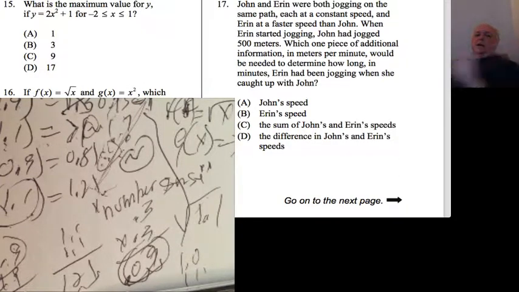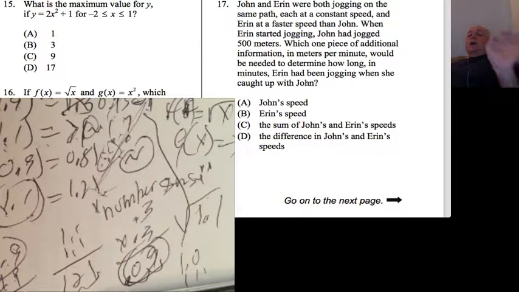Cool, they're both jogging, each at a constant speed, so they're both going at the same rate, 50 miles per hour, whatever the case may be. And Aaron is at a faster pace than John. So they're each going at an individual speed. Make sure that's clear to you.